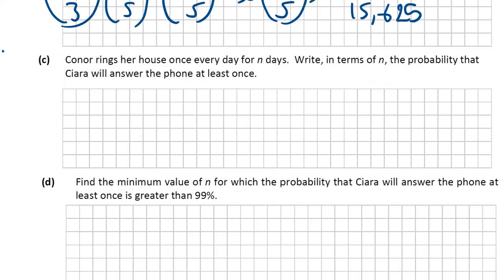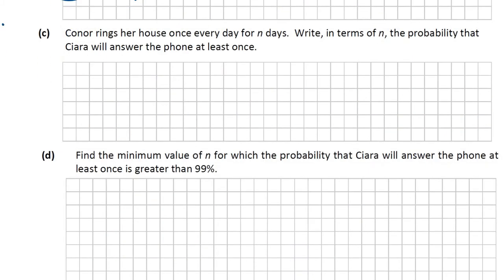So in this question we're asked to find, in terms of n, the probability that Kira will answer the phone at least once. Whenever you're asked a question about someone doing something at least once, well, we have to go back to the probability of an event occurring, an event not occurring. So if she's answering the phone at least once, then we need to think, well, if she's answering at least once, when is she not answering the phone?